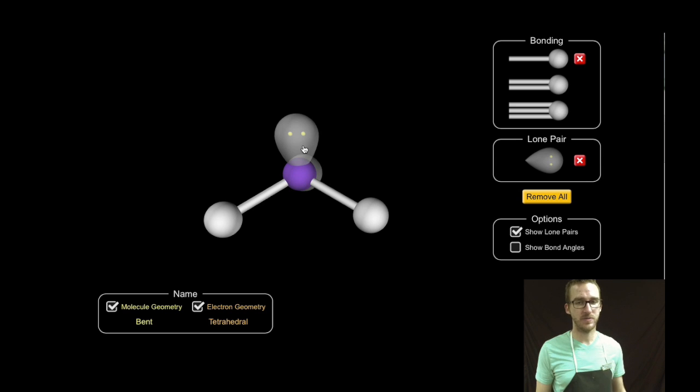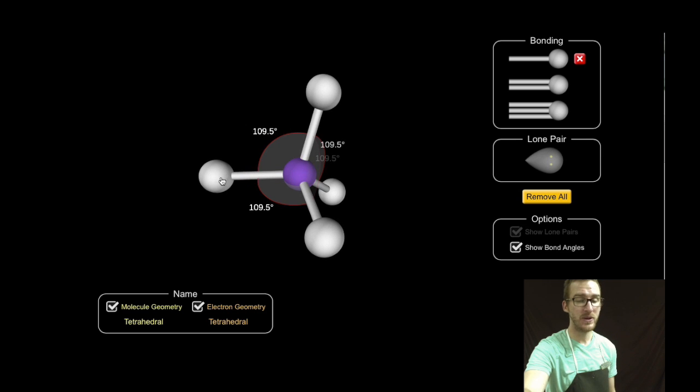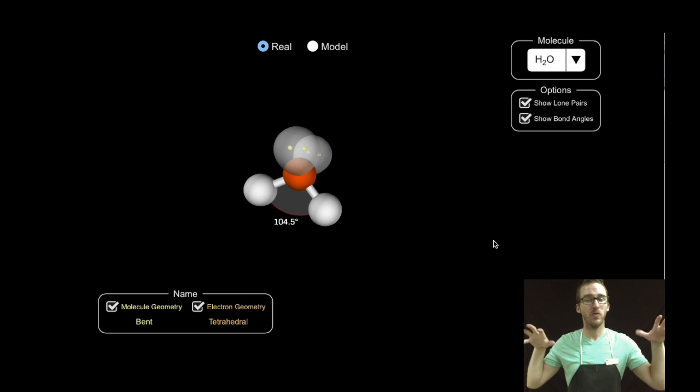And the reason why it's bent is because we have those lone pairs of electrons on the central atom as well. Now, when it comes to bond angles, if I were to have 4 regions of electron density and all of those regions ended in a bonded atom, the bond angles would be 109.5 degrees. However, note that the bond angle between my atoms here is actually a little less than 109.5. And that's because those lone pairs of electrons repel a little more strongly than those bonded pairs do.